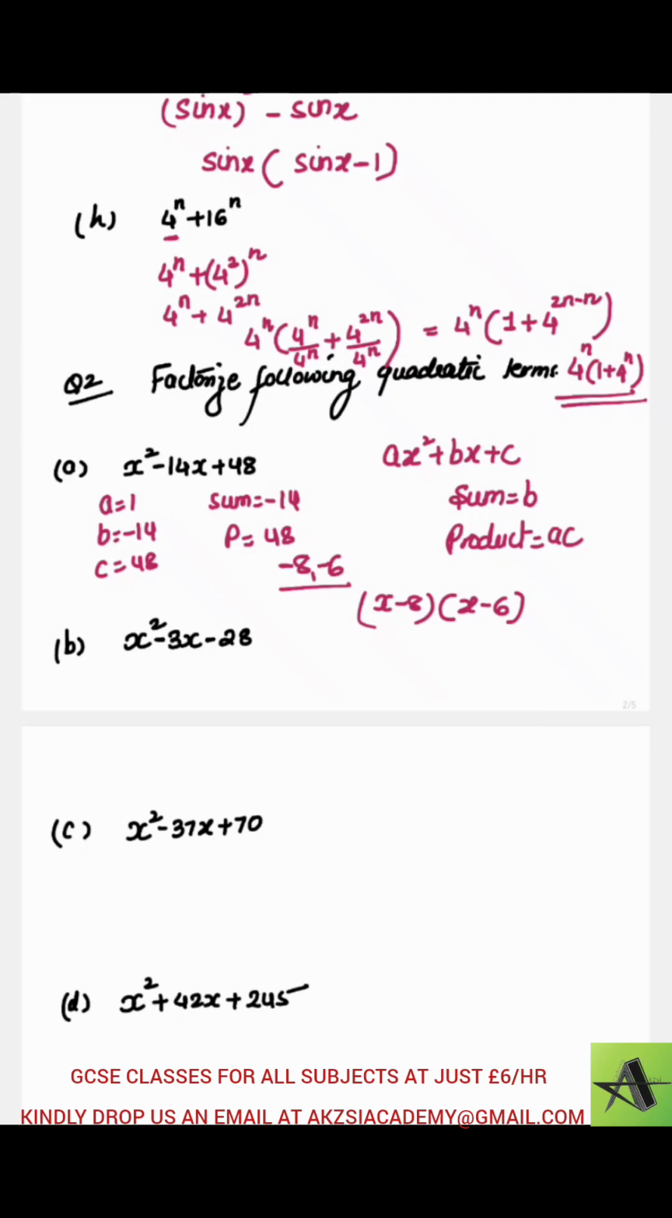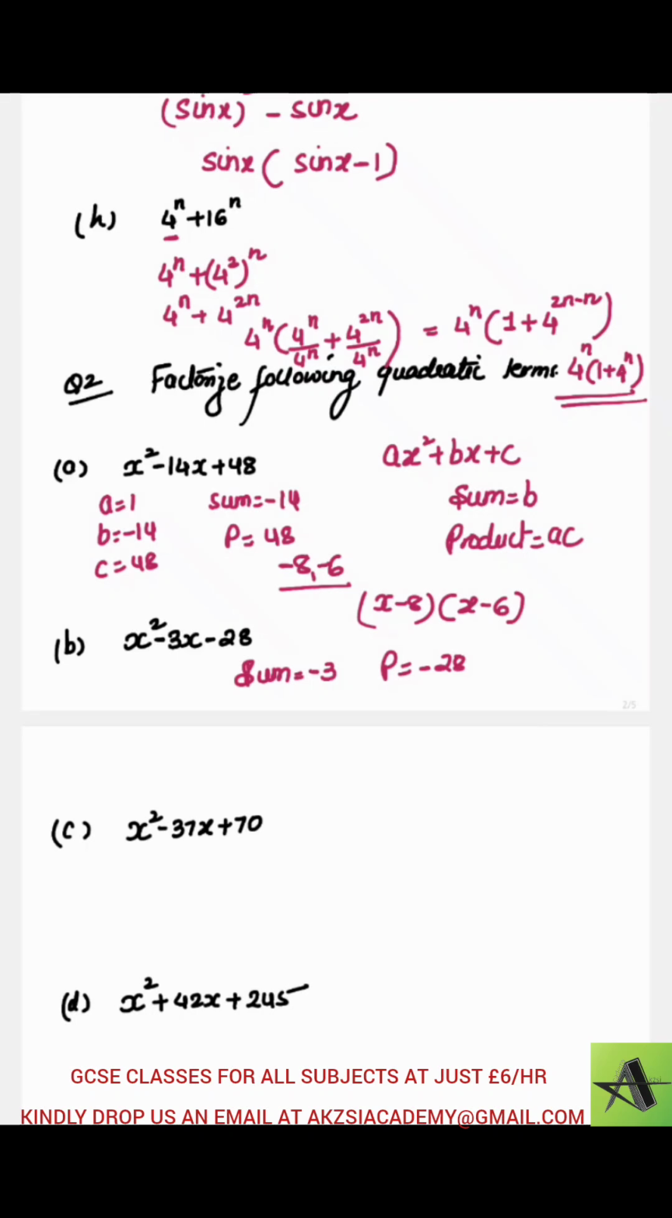Moving on to the next one. The sum should be equal to b, which is negative 3, and the product should be equal to a times c, which is minus 28. Now, first of all, if there is a negative or positive sign, you have to decide whether the numbers are going to be positive or negative, or one positive, one negative. The product is negative. That means one number has to be negative, because if both numbers are negative, the product is going to be positive. If both are positive, the product is positive. That means clearly one number has to be negative.